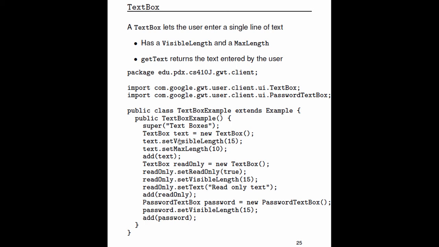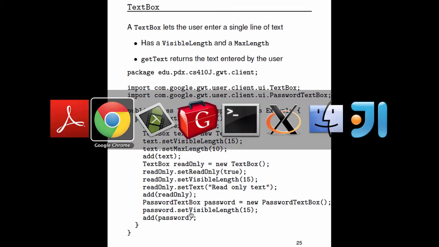Here we create an empty one with no text in it. Its visible length will be 15, its max length will be 10. We can have text boxes that are read-only. And then there's a subclass of text box called password text box that you can add there.